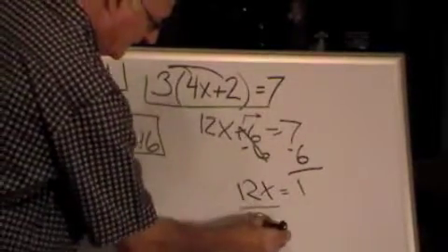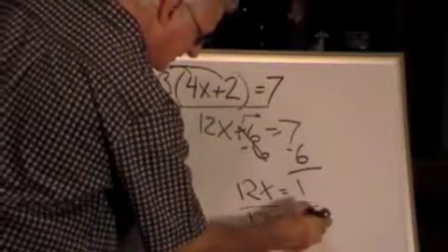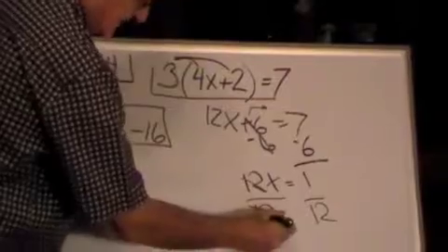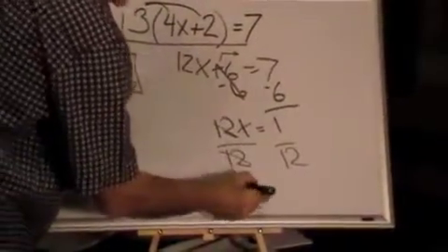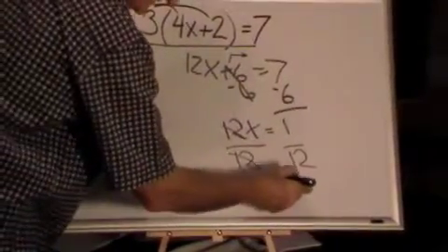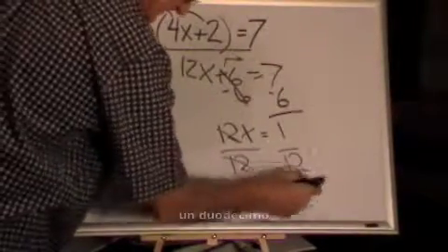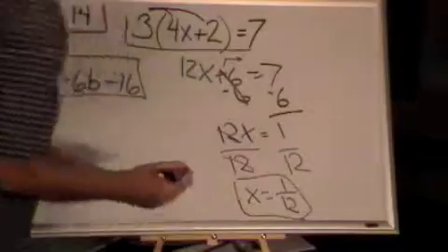There we go. Divide each side by 12. Goodbye. Therefore, x equals 1 over 12. There you go. You can write that down. That'll get you an A in any class.